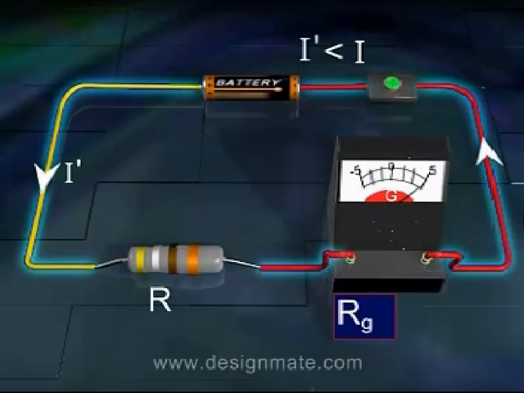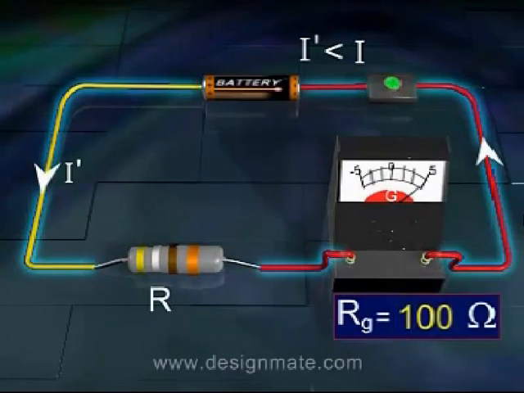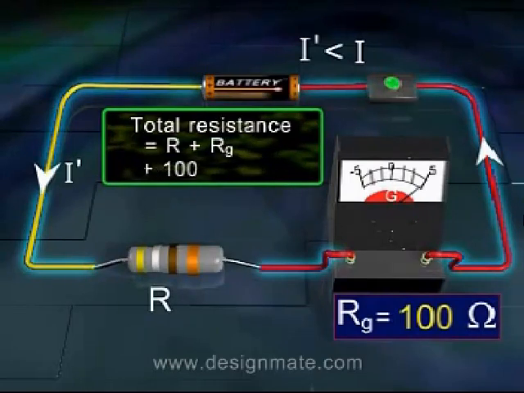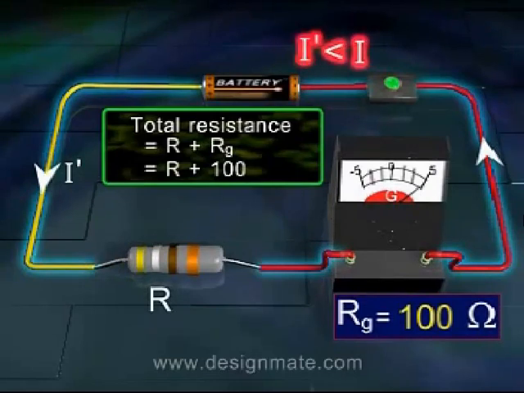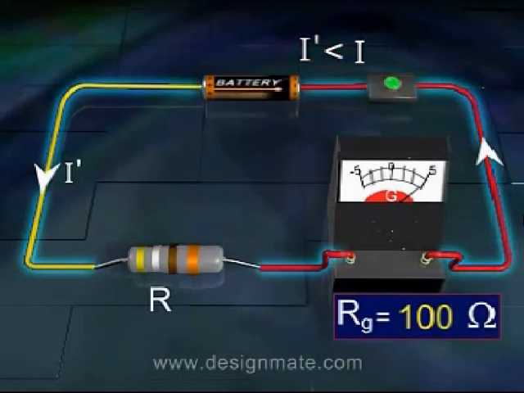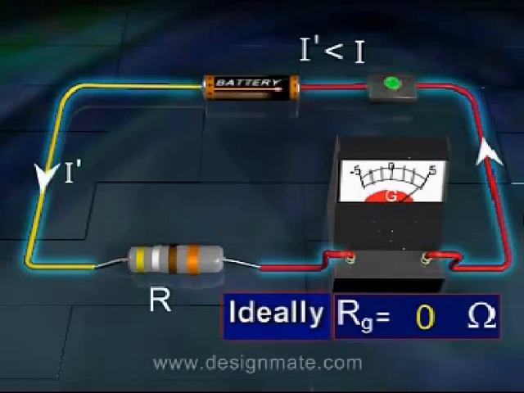For example, if the resistance of the galvanometer is 100 ohm, then a resistance of 100 ohm is added to the circuit and the current through the circuit will be correspondingly modified. And the galvanometer will not read the desired current correctly. This shows that the device used to measure the current in a circuit should have as low a resistance of its own as possible. Ideally, it should be 0.